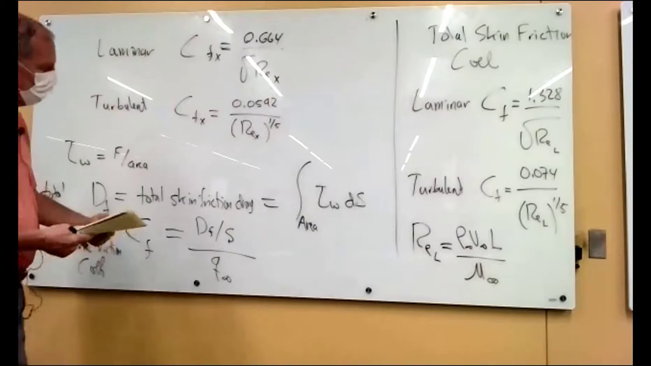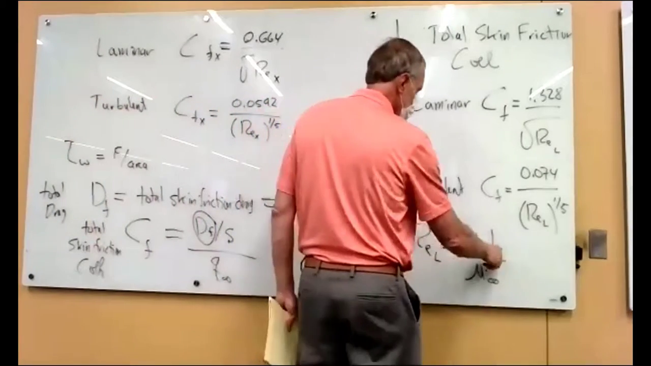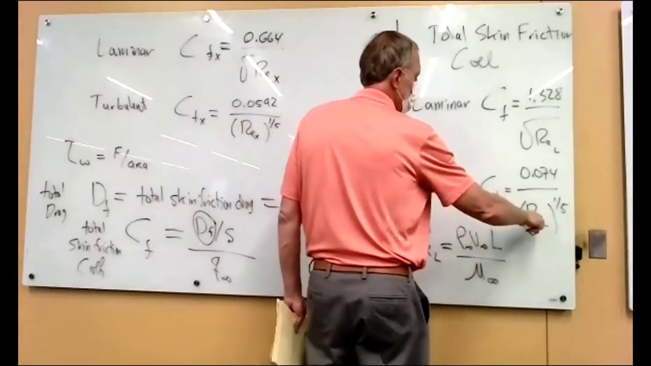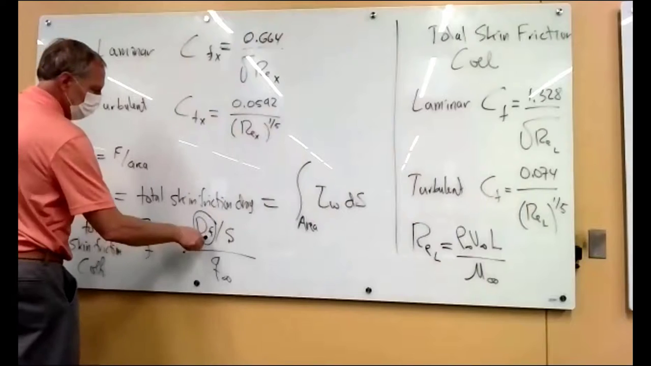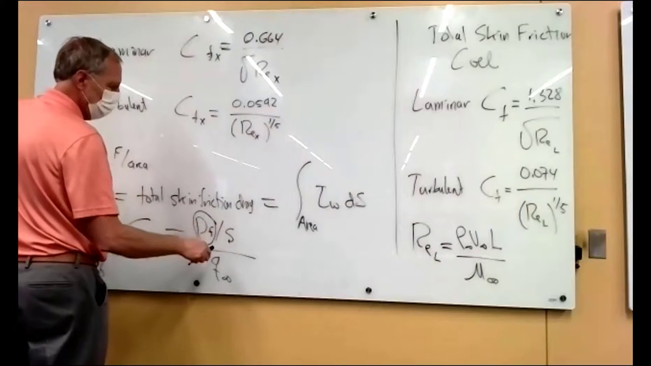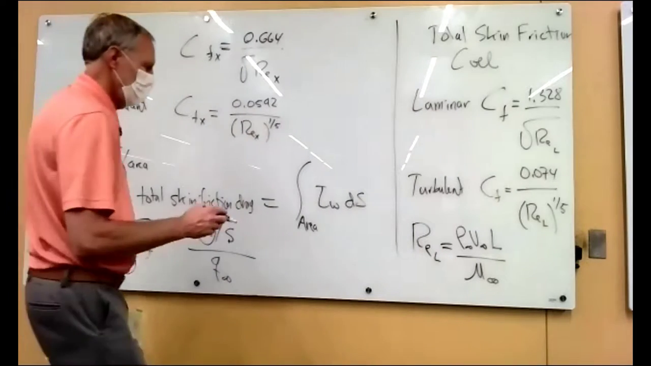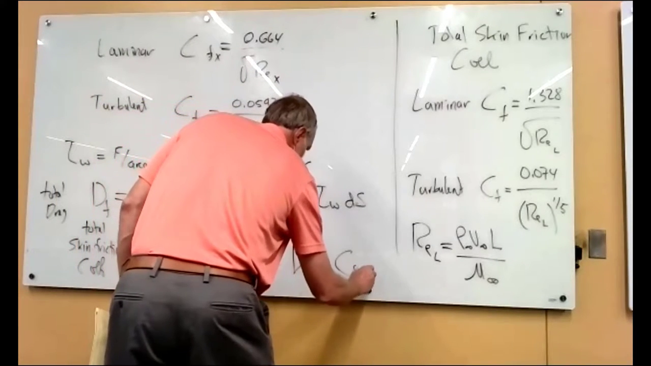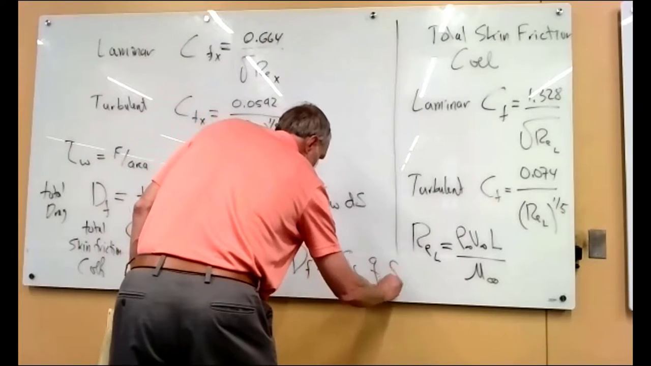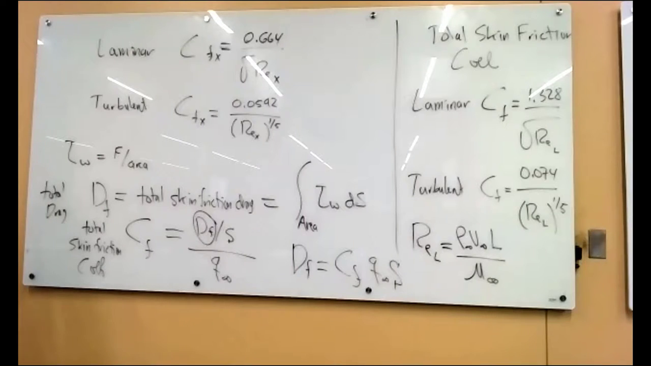So again, you want to get your total drag of the plate. You go over here, you know the length of the plate, you calculate Reynolds number, plug it into the formula for turbulent, get C sub f, plug that number in here. To get the total drag, you have to multiply by the area of the plate and by how fast the flow is and what the density is. So you'll get D sub f is C sub f times Q times S to get your total drag.